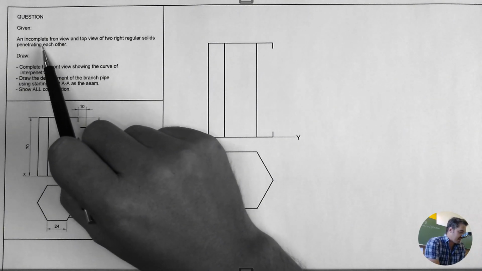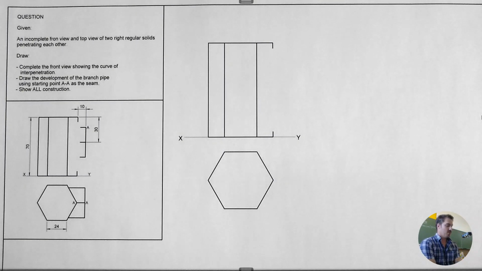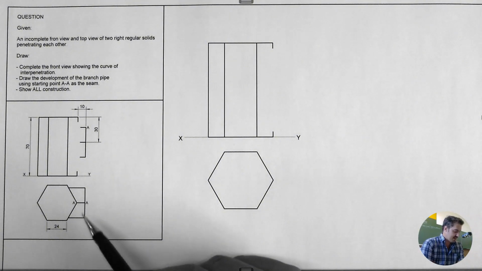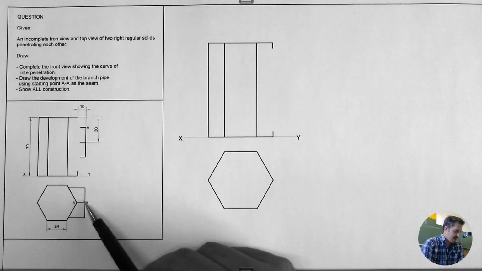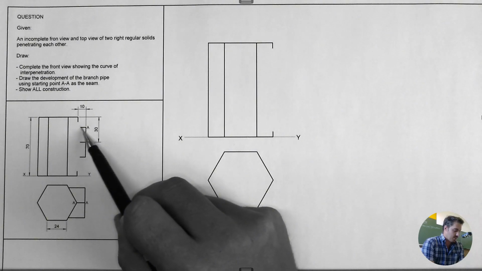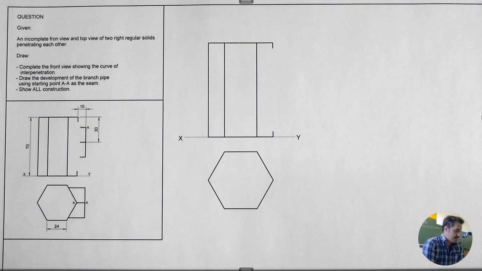You have been given an incomplete front view and top view of two right regular solids penetrating each other. Complete the front view showing the curve of interpenetration. Draw the development of the branch pipe using starting point AA as the seam. So here we can see is AA. A is also labeled there on the branch pipe. And then show all construction.